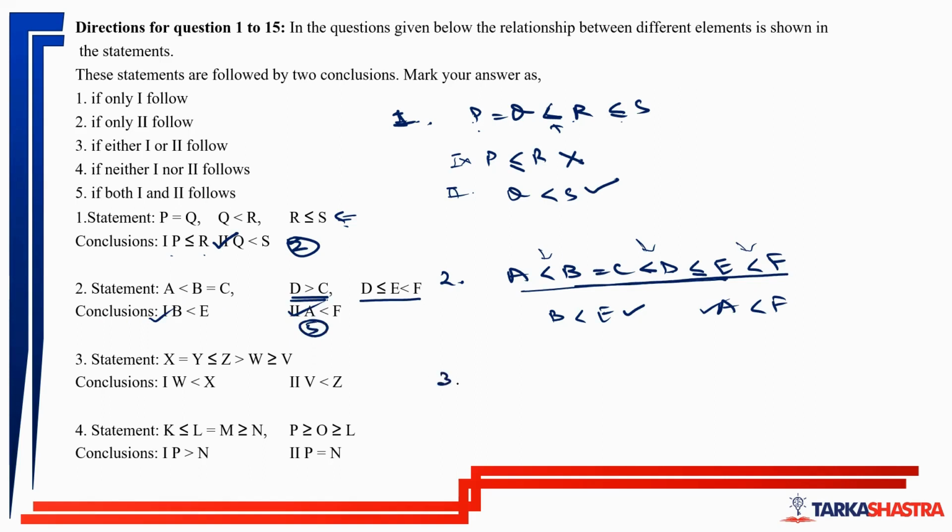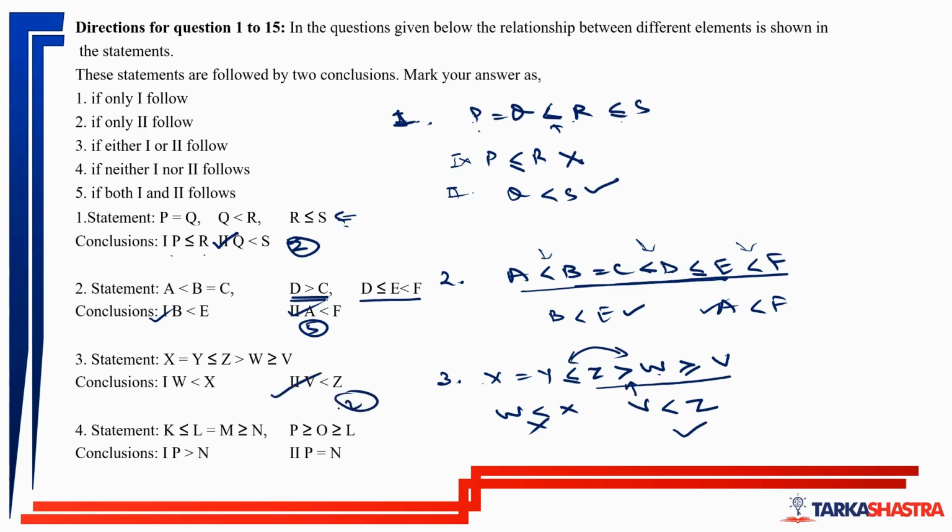Then third question. X is equal to Y, less than equal to Z, greater than W, greater than equal to V. Okay. Now W is less than X. W and X no relation because sign has changed its direction. V and Z. V is less than Z. Yes. Z is greater than V, no? Means V is less than Z. This one holds true. Here equal to वाला sign भी छूट चुका है. So second conclusion follows, option 2.